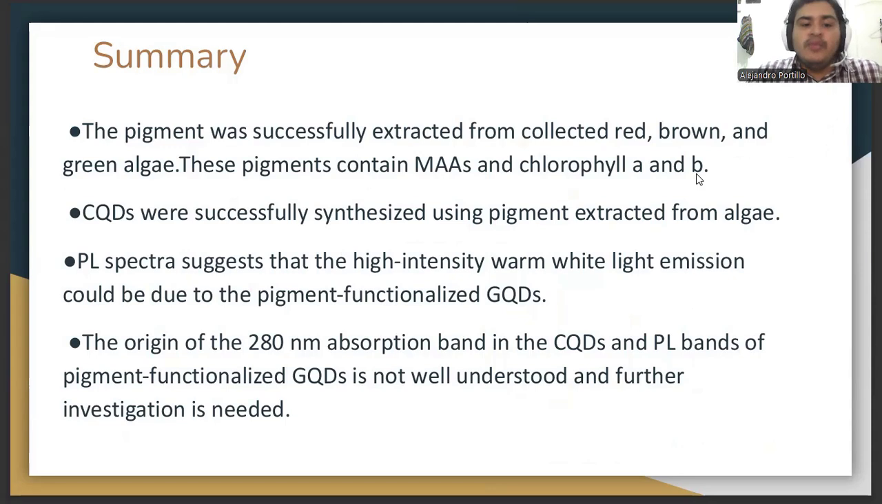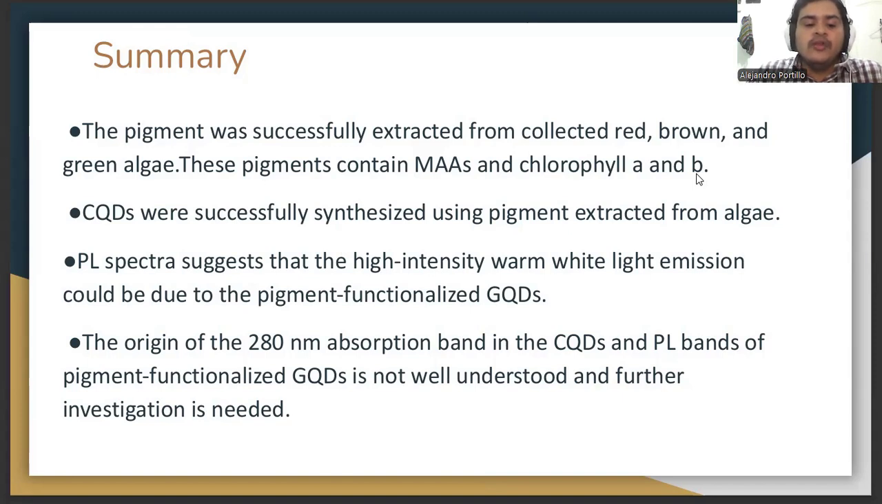In summary, the pigment was successfully extracted from the collected red, brown, and green algae. This pigment contained MAAs and chlorophyll A and chlorophyll B. CQDs were successfully synthesized using pigment extracted from algae. PL spectra suggest that the high-intensity warm light emission could be due to pigment-functionalized GQDs.